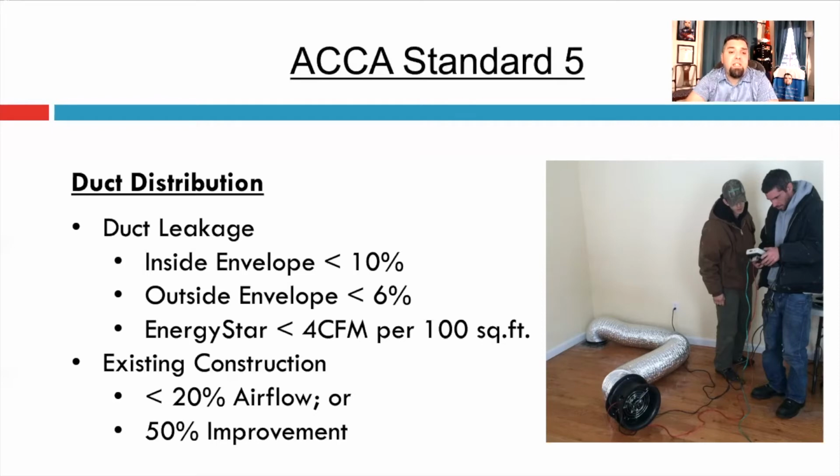Now, if you have existing construction, meaning existing ductwork, it can leak less than 20% of airflow, or you made at least a 50% improvement, which means you have to measure the duct leakage before you rip the old system out. So I highly recommend, if you're trying to meet the ACA Standard, let's say this legislation goes through, you test the ductwork and the system in place. Obviously, the new air handler should leak less, I would hope, if you're installing a good quality air handler. So that number should come down anyway. As long as there's a 50% improvement on the duct system, then you're going to meet that standard for duct distribution leakage.